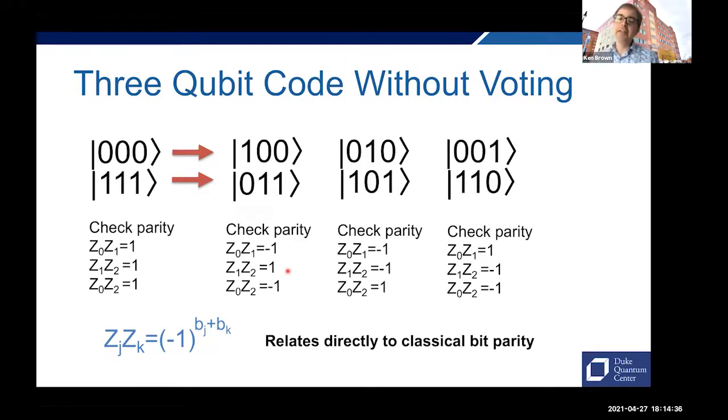And for any of these errors, we again see the same pattern, and it relates directly to the classical bit parity through this exponentiation of these bit values. So this is really quite promising. It's our first hint that we can use a lot of tools from classical error correction to do quantum error correction. The challenge is really just this slightly indirect way of measuring bits.